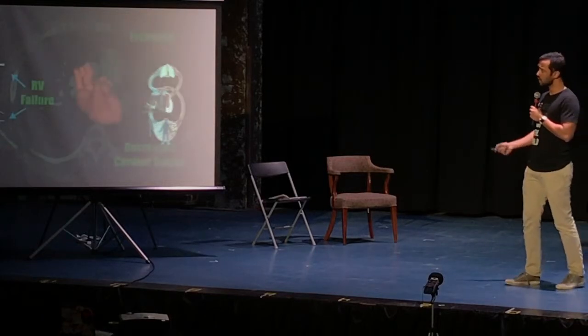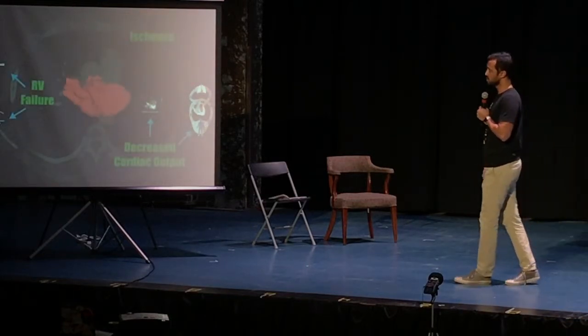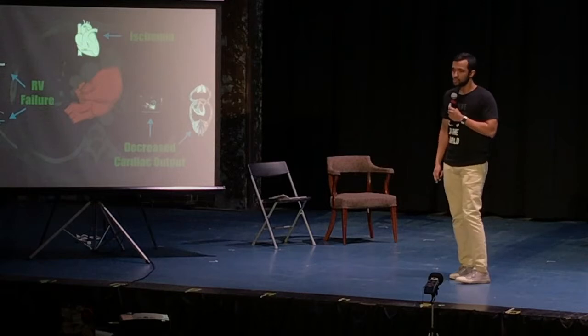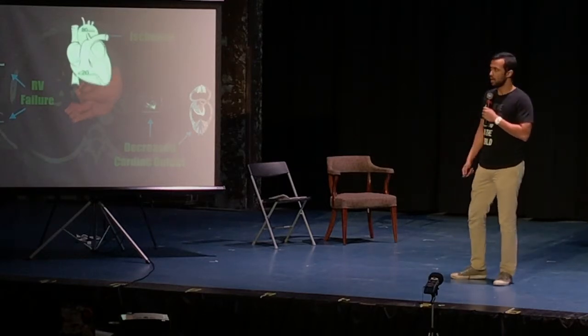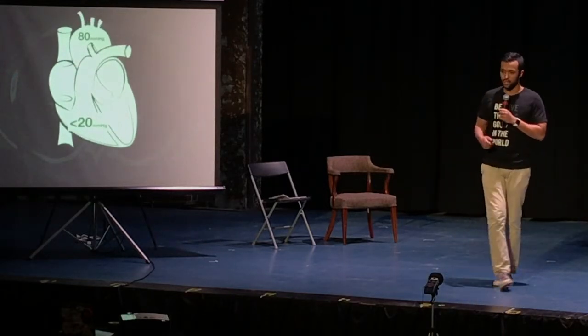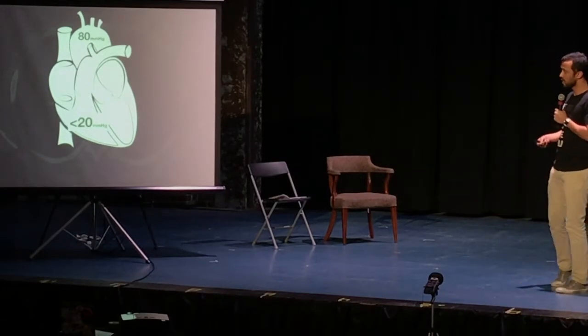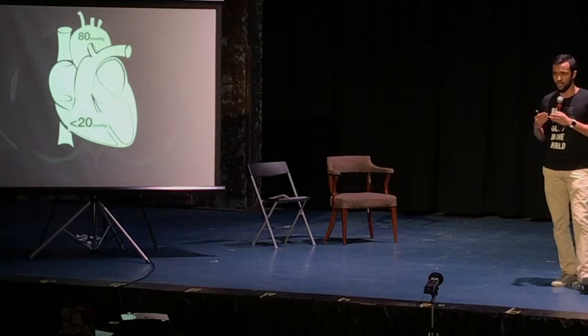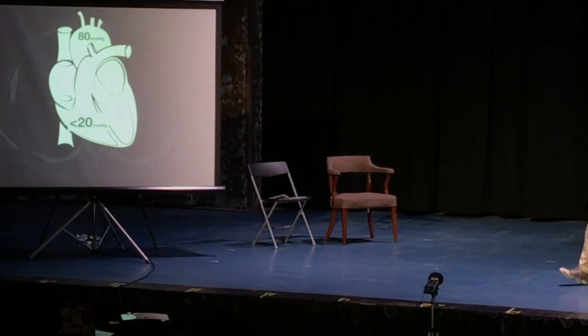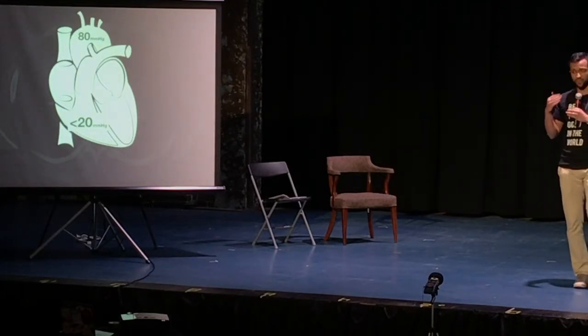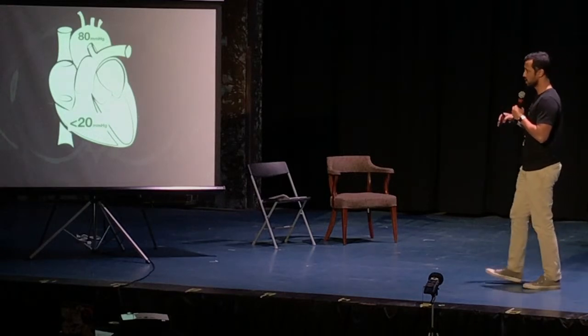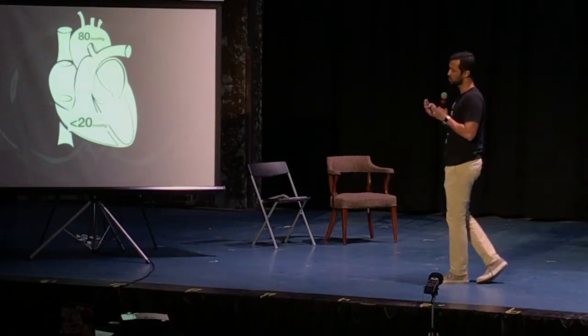And the problem is this last part, ischemia. So as our cardiac output increases, we increase our probability of getting cardiac ischemia. And a lot of that is because of coronary perfusion pressure. So for those of you who don't know, the coronary perfusion pressure is that difference between our aortic pressures and our right ventricular pressures, essentially.